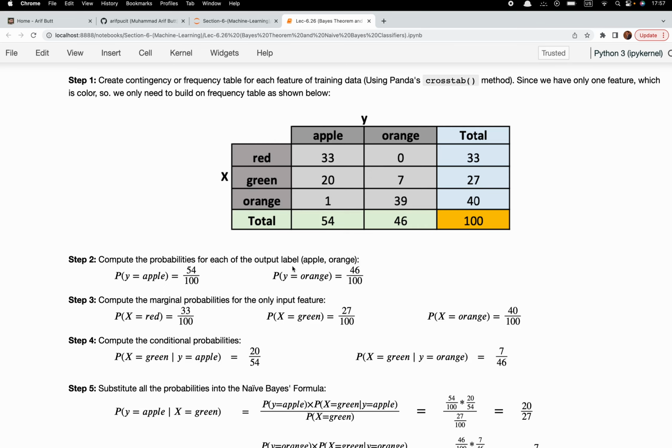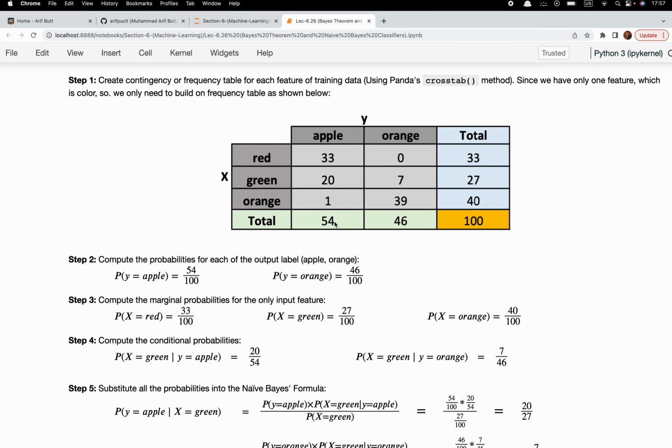And in step 4, I have calculated just the two conditional probabilities, that is the probability of x equals green given y equals apple, which comes out to be 20 over 54.